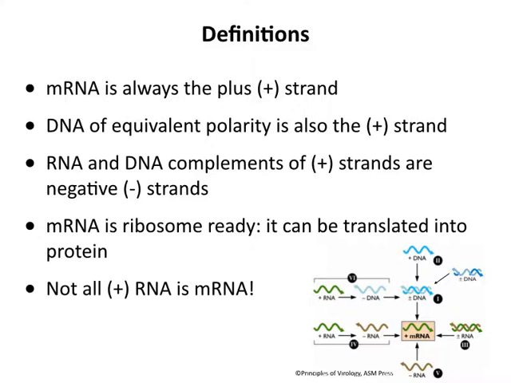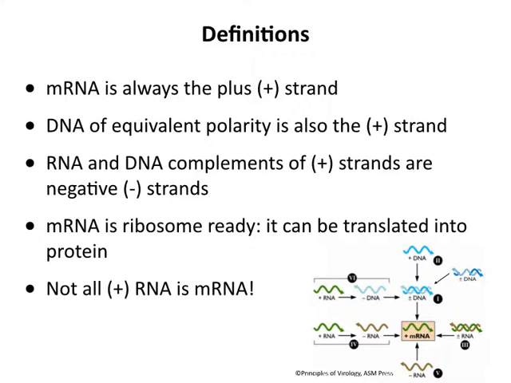DNA of the equivalent polarity is also the plus strand. So in a double-stranded DNA, one strand is plus, the other is minus. The plus strand is the equivalent of mRNA. The minus strand is the complement. So RNA and DNA complements of plus strands are negative strands. So in a DNA, the minus strand is copied to make mRNA because the minus strand is the template for mRNA. But the plus strand would be the equivalent of mRNA. But of course, it is not translated in DNA because we don't translate DNA.